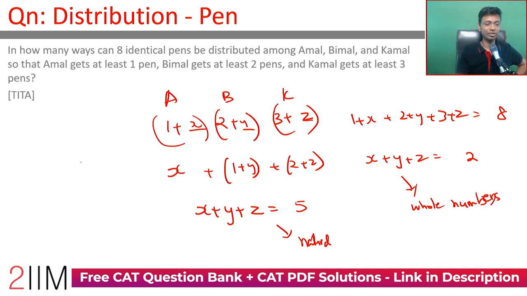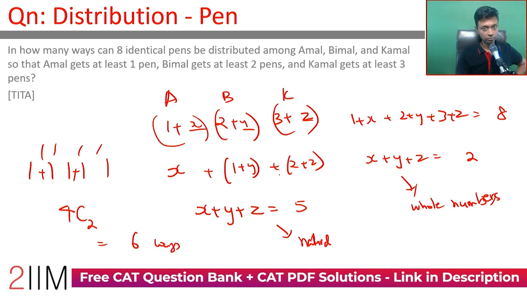Now if we're talking about this, then it's like 5 ones. In some 2 slots we need to put a plus symbol out of these 4, which can be done in 4C2 ways, which is 6 ways. We can even list down and find.